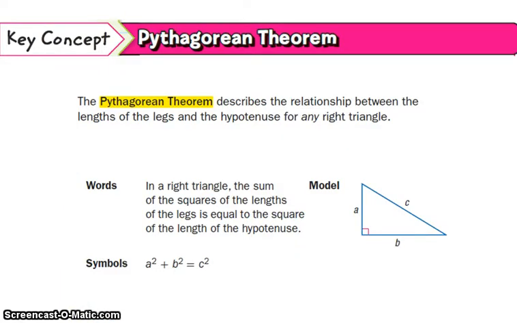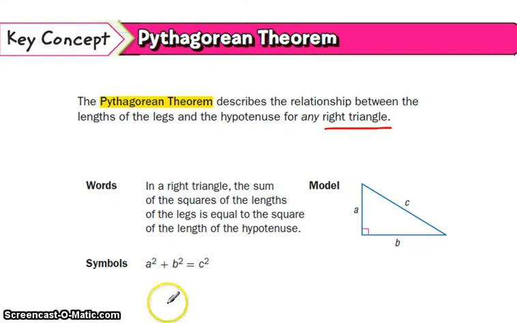So let's talk about the Pythagorean theorem then, now that we know some vocabulary that will help us. The Pythagorean theorem describes the relationship between the lengths of the legs and the hypotenuse for any right triangle. Again, it has to be a right triangle in order for it to work. That's important.